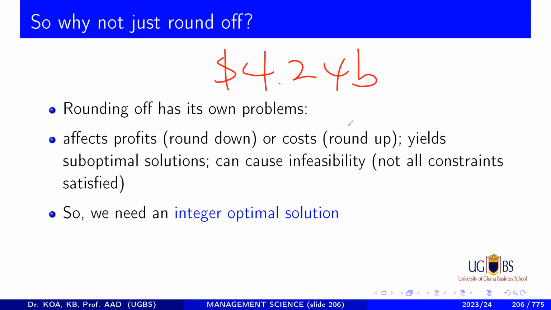Okay. So you get $4 billion, and that means that you have thrown away a certain amount of money. Philip, what have you thrown away? Yes, you have thrown away $240 million. That's the point. Rounding off will have problems. So we need to find a way to handle this rounding off situation. How do we deal with that?